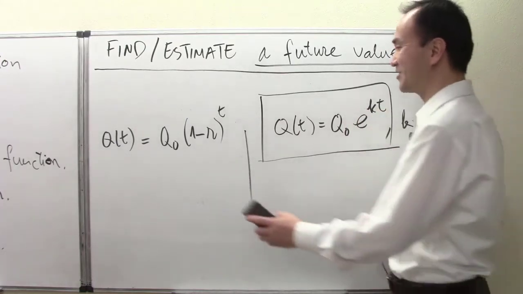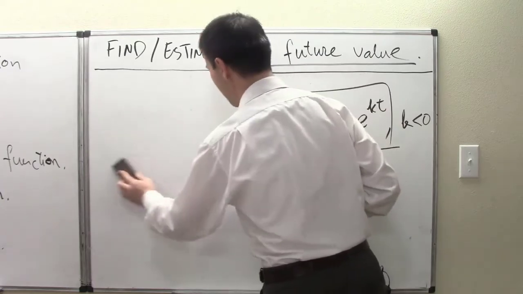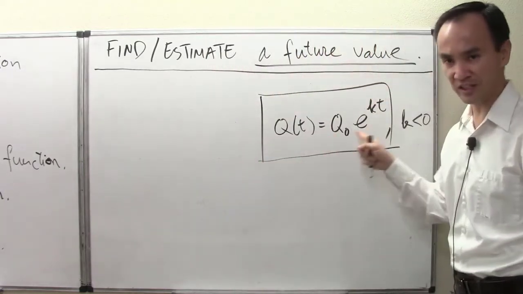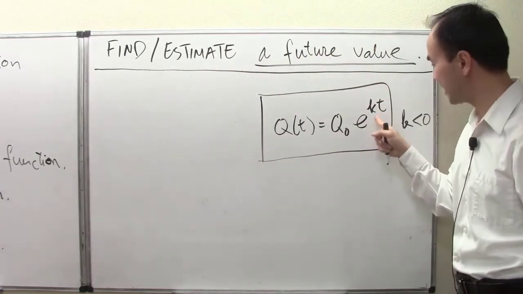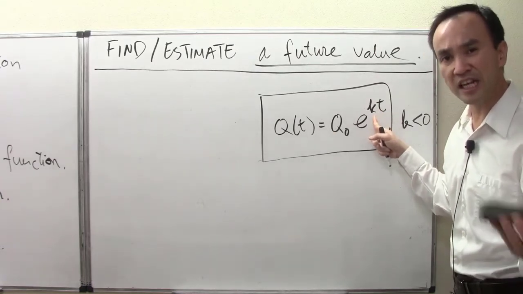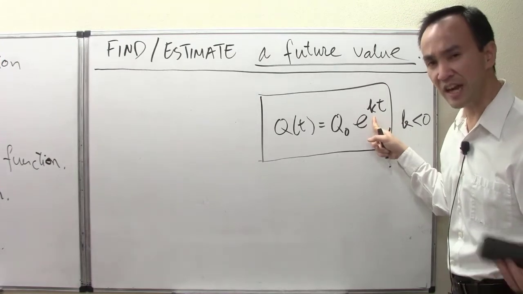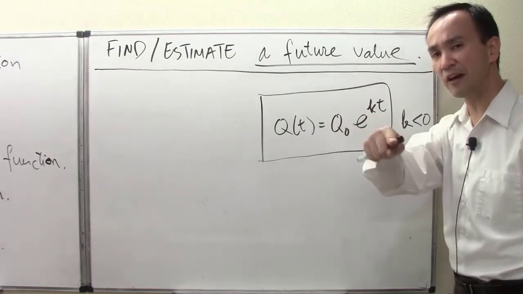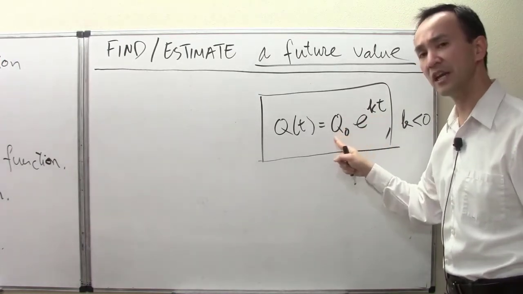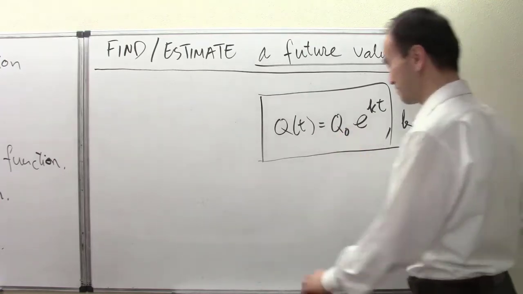Now this is not what we're paying attention to. We're going to pay attention to this. It's base e. All we have to do now is identify the continuous decay rate, and then identify from our given information the initial amount.